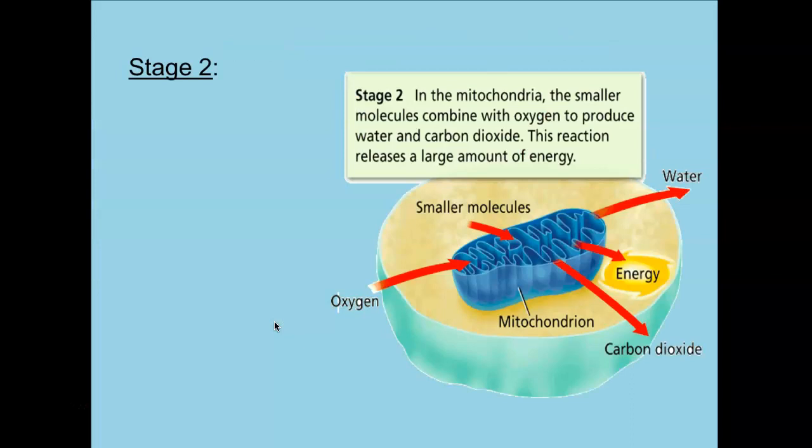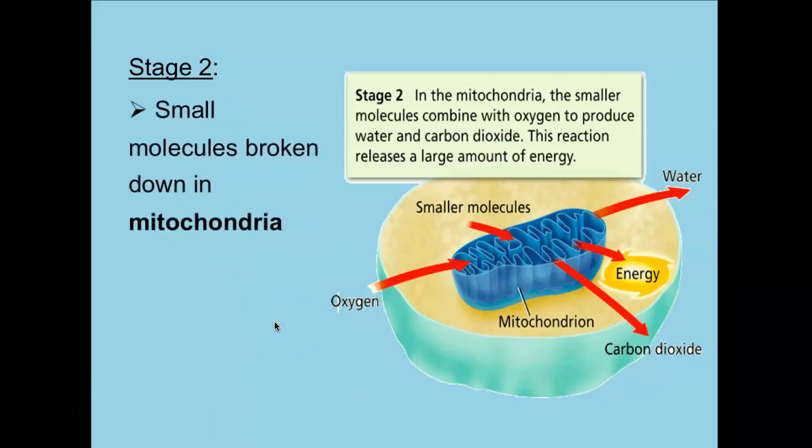But in stage 2, this is where the large amount of energy release takes place. This occurs in the mitochondria. So the small molecules of food, the small molecules of glucose, are broken down in the mitochondria. The mitochondria is your powerhouse. It's the powerhouse of the cell, and it's nicknamed the powerhouse of the cell because of this energy that is produced.